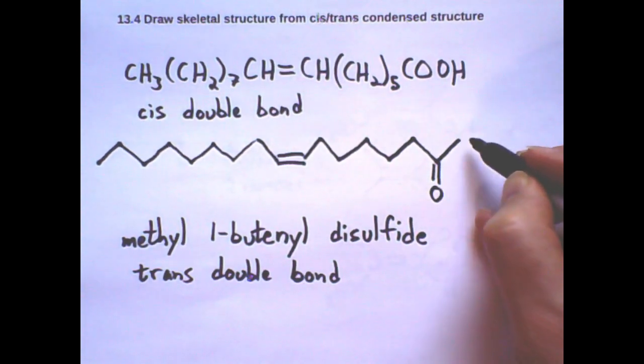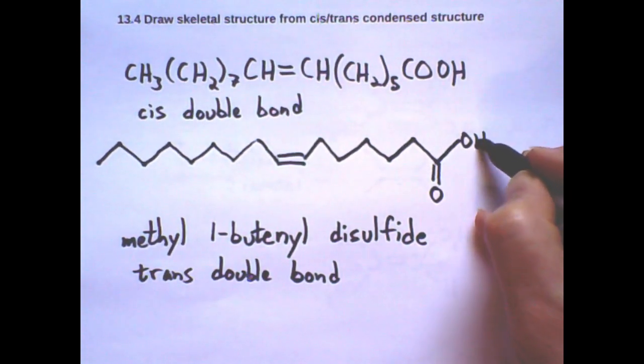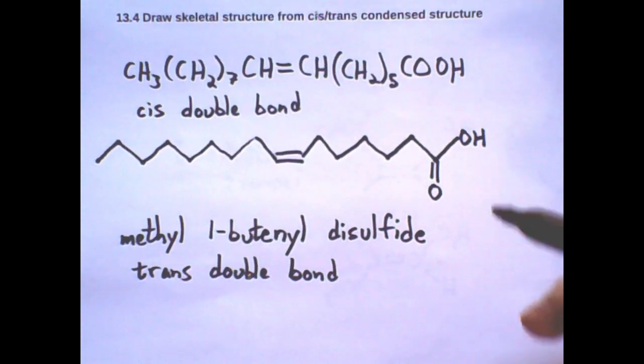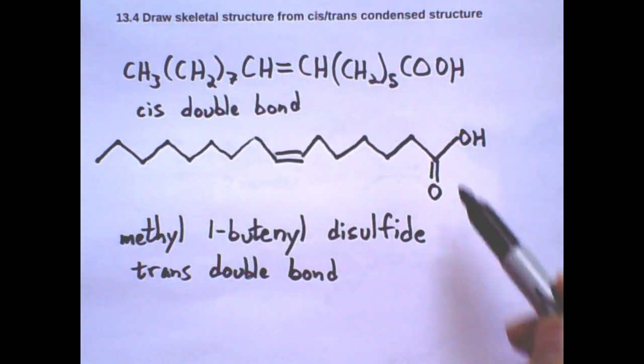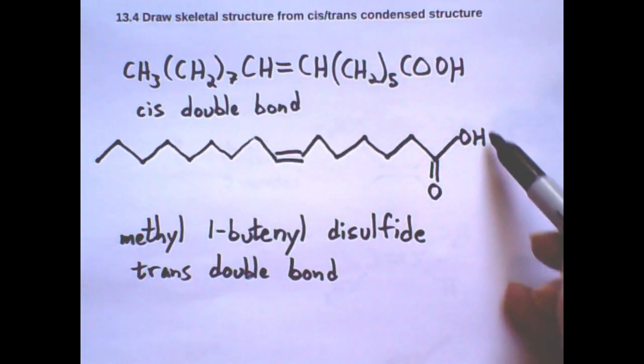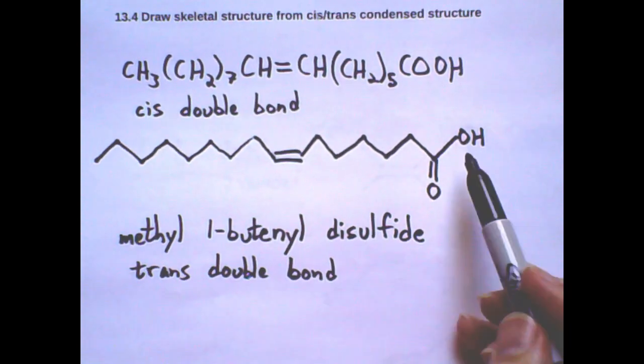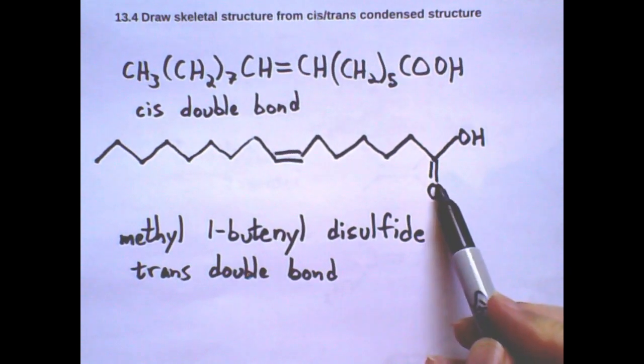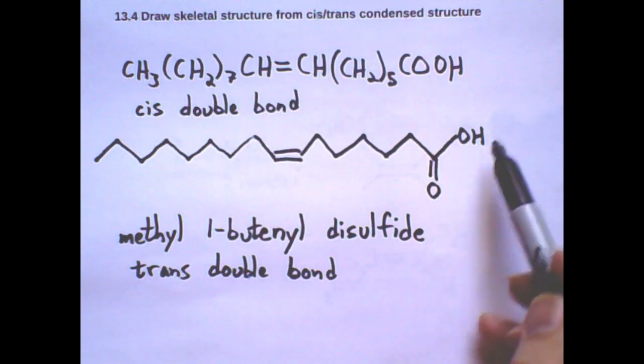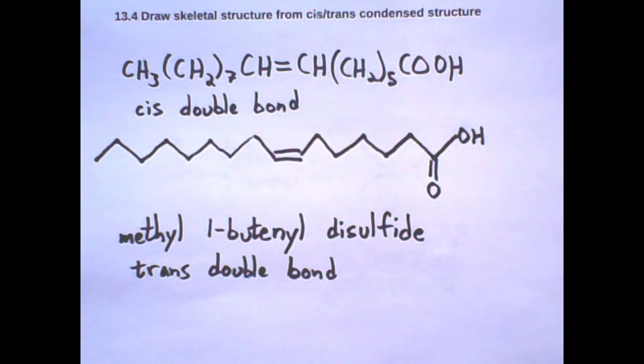I leave the C implicit. I make the O's and the H attached to the O. This is a carboxylic acid group. It is not an alcohol. It is not an aldehyde or ketone. It's the whole thing together as a carboxylic acid. All right, let's do the next one.